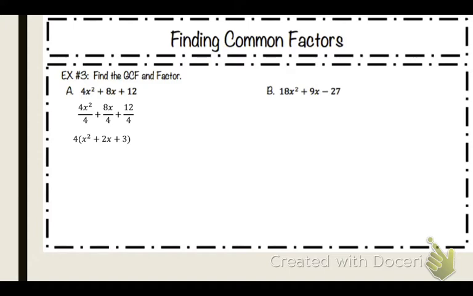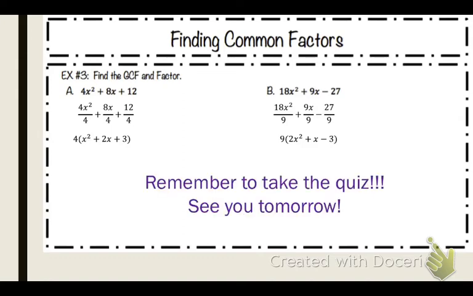Okay? Let's look at example B. The GCF there is 9. So I'm going to factor out that 9. I'm left with 2x squared plus x minus 3. That 9 doesn't go away, it goes out front. And I'm pretty positive this one will factor, but we haven't gotten that far. That's going to be next lesson. So I'm not going to make you guys factor that.